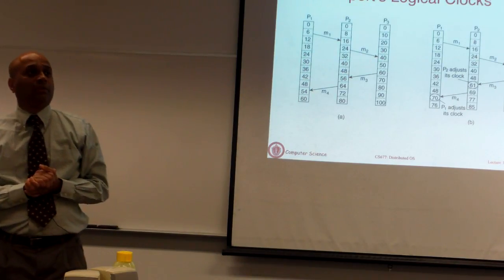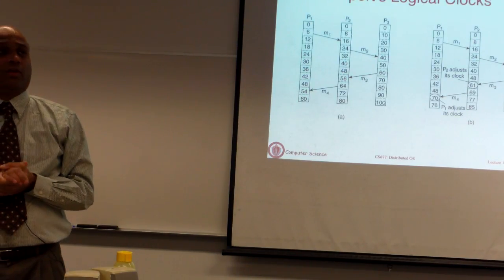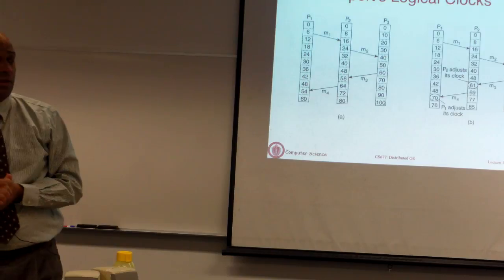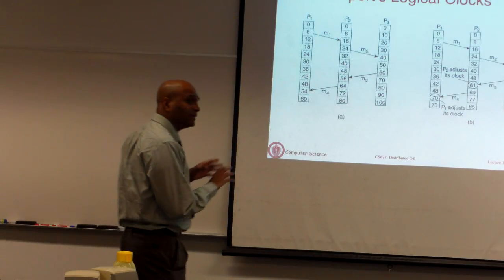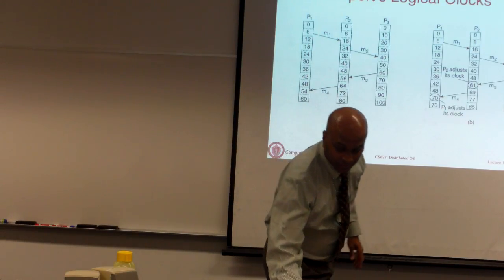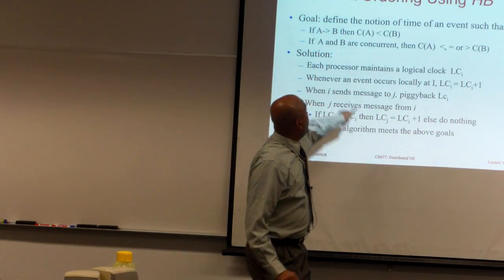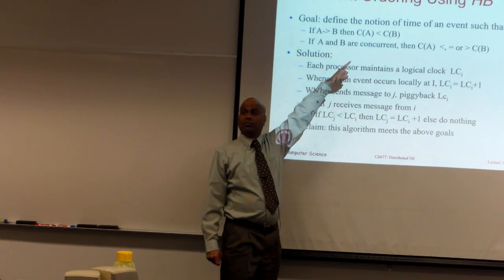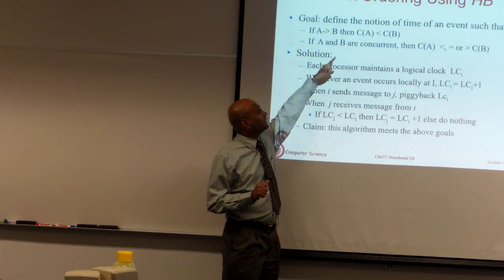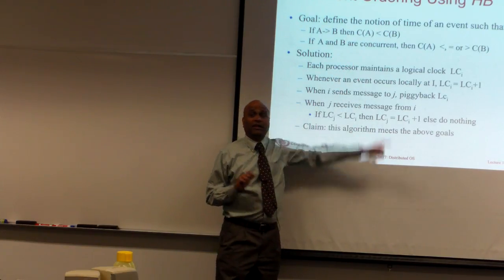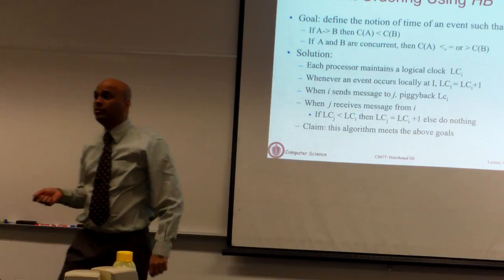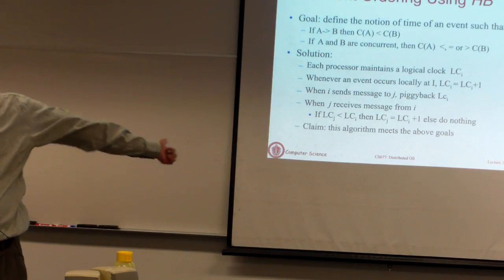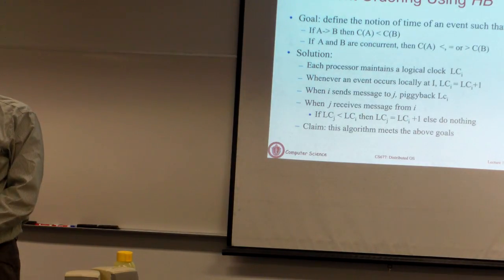Okay, is that clear, what logical clocks are doing? So now what this has given us is the following property. If event A has happened before event B, the clock value, which is the Lamport's clock value you assign to event A, is strictly less than the clock value you assign to event B. That's the property this algorithm has given us.